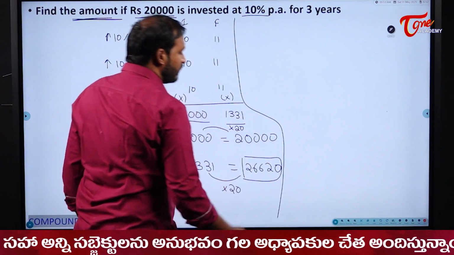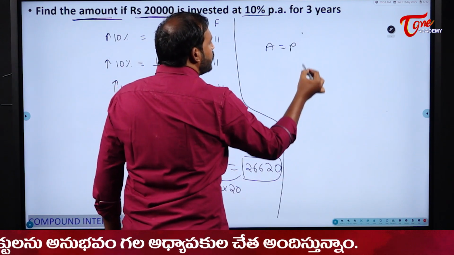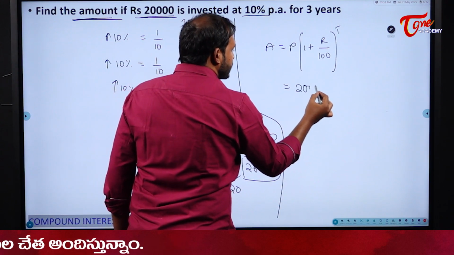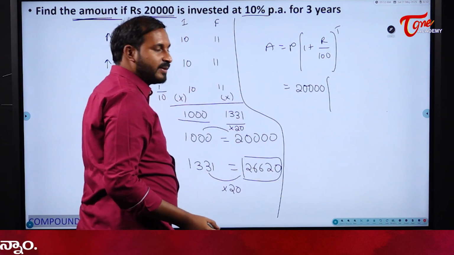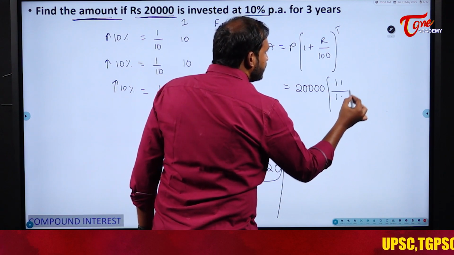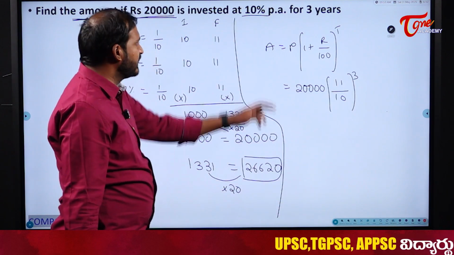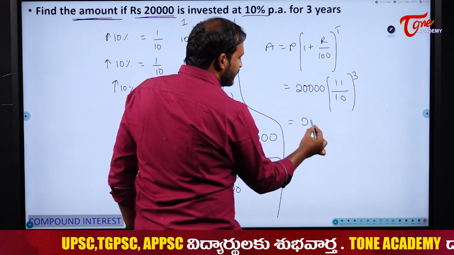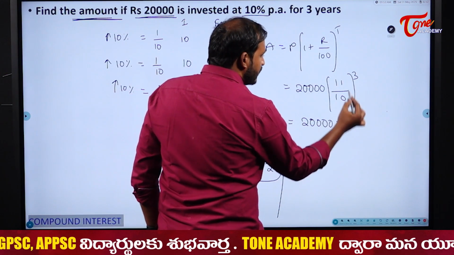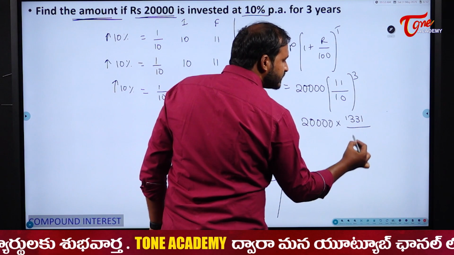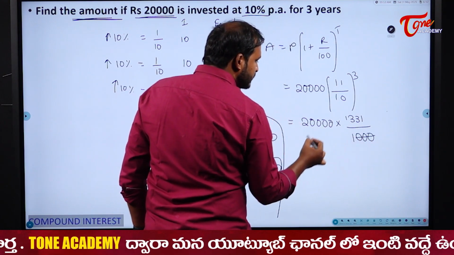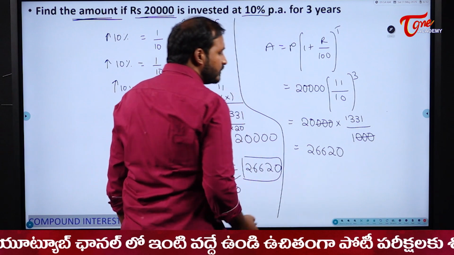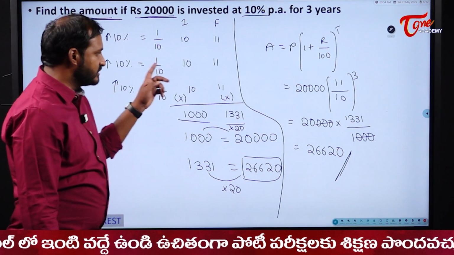Now, if I go with the formula, what is the formula for amount? I have P into 1 plus R by 100 whole to the power of n. What is the principal here for me? 20,000. And 1 plus R by 100 will become what? 11 by 10 whole cube. Directly I have substituted 10 and cancelled it, and it becomes 11 by 10. So now 20,000 into 11 cube is what? 1331. And 10 cube is what? 1000. 3 zeros, and 1331 into 2 will become 2662 and that 0.